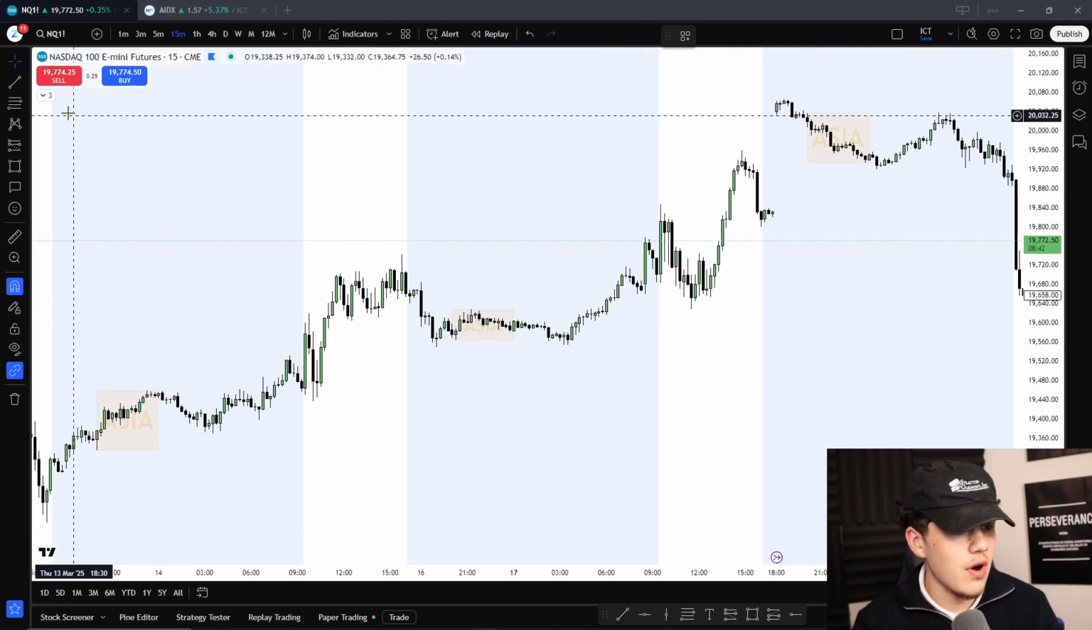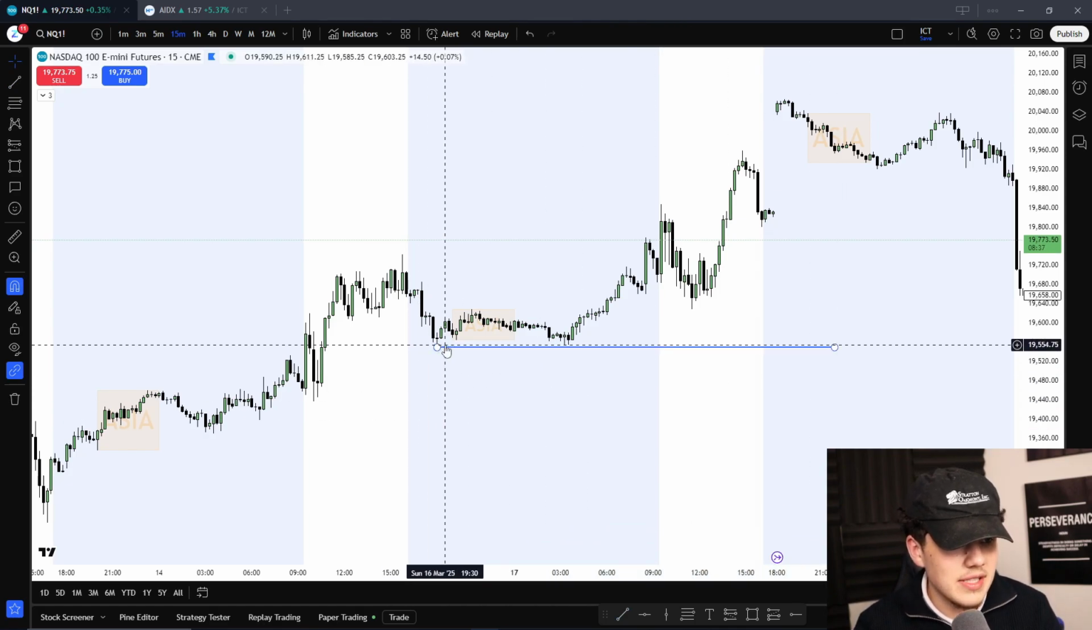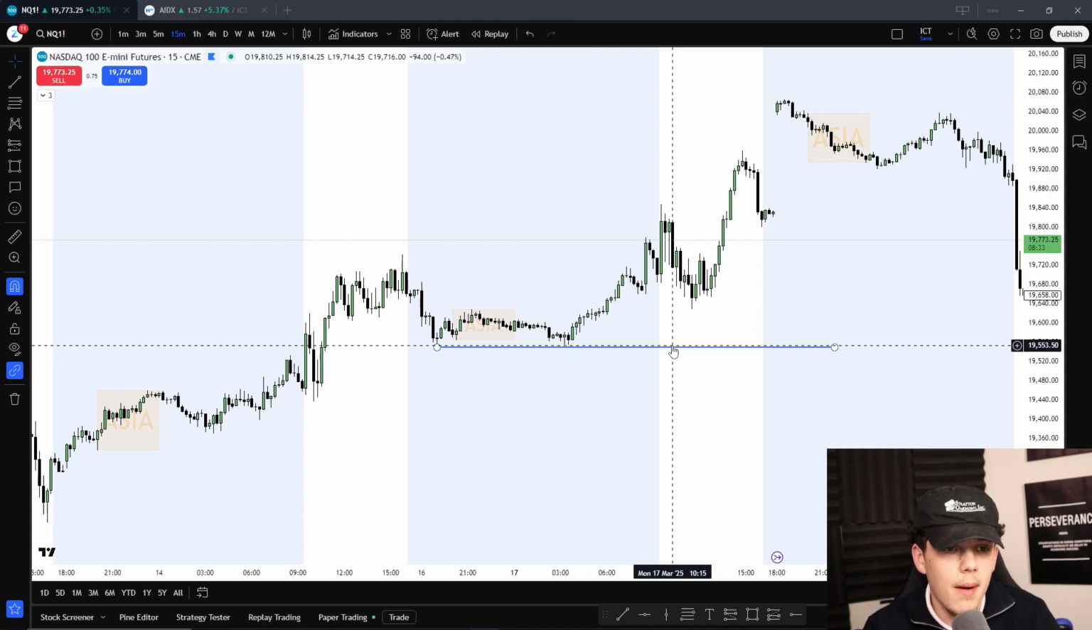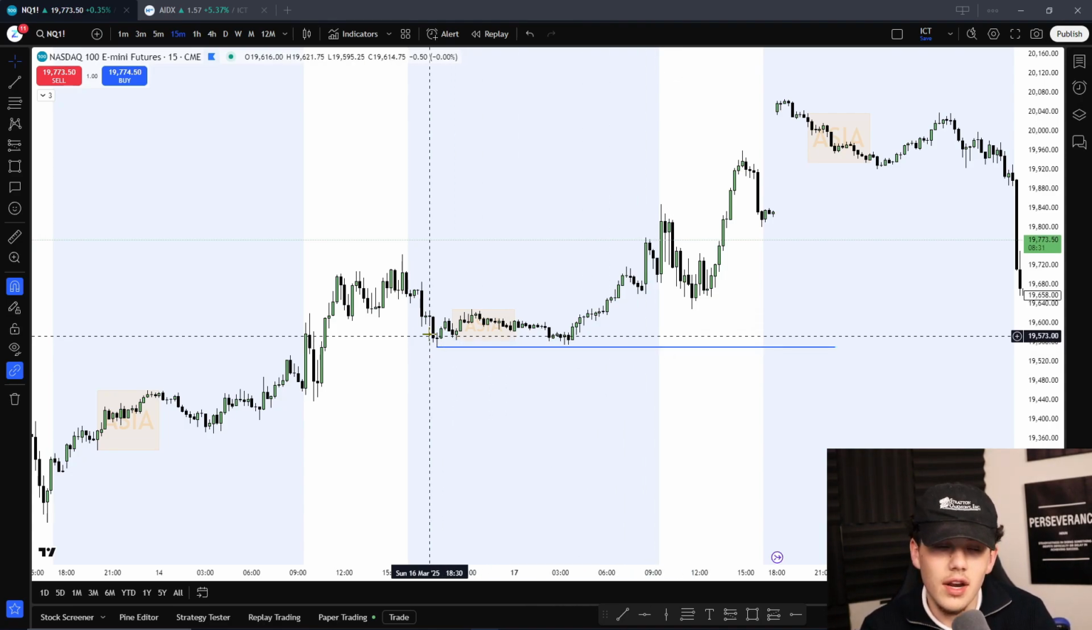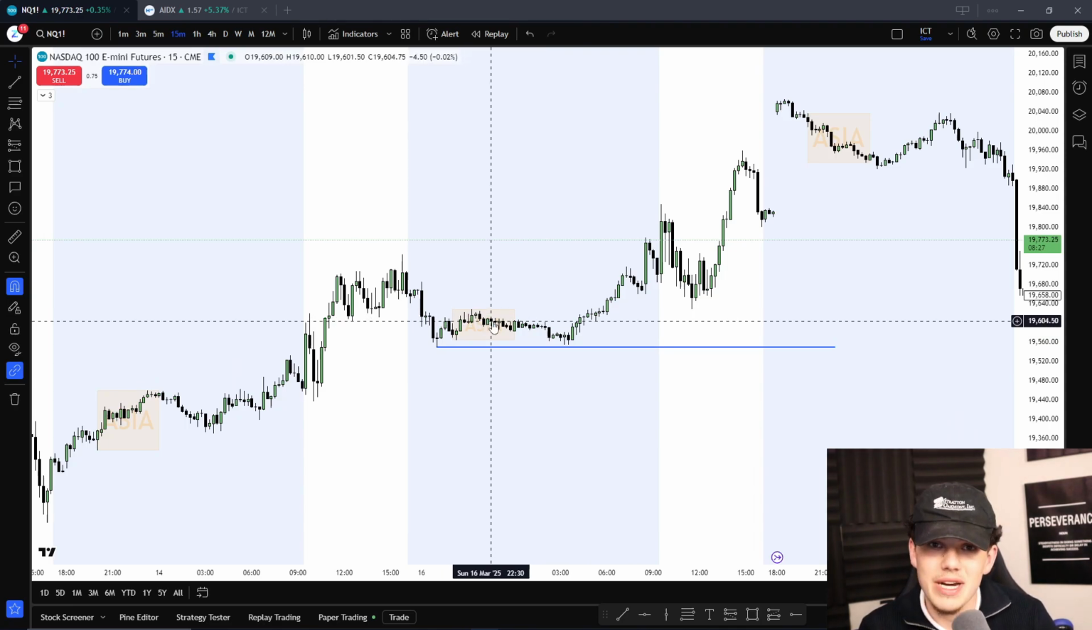But let's just draw out what external range liquidity looks like. You can see that we have relative equal lows here, low here, and low here. These are also higher probability for what reason? Not just because they're equal lows, but because they formed during Asian range. Now, why does that matter? Asian range tends to be the accumulation of the day. What did the markets move on?